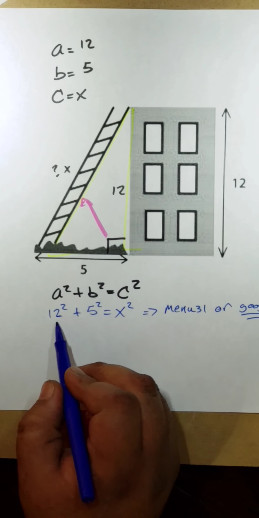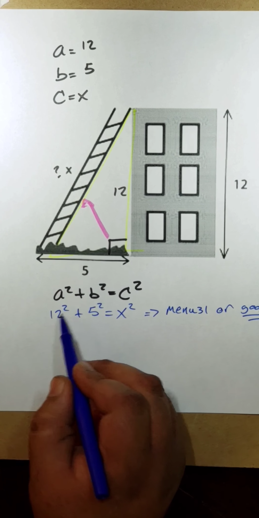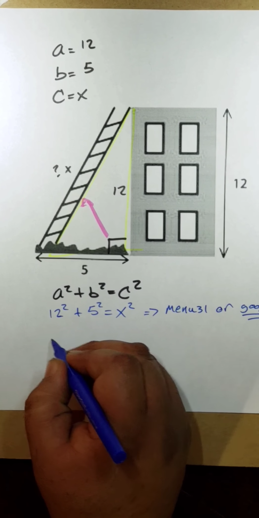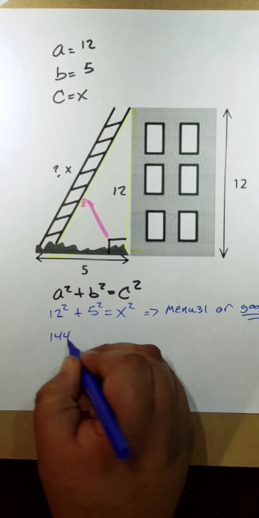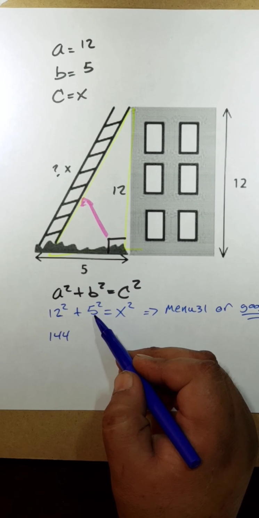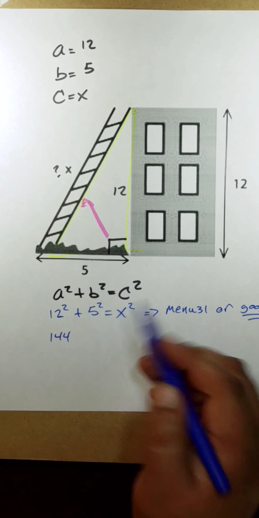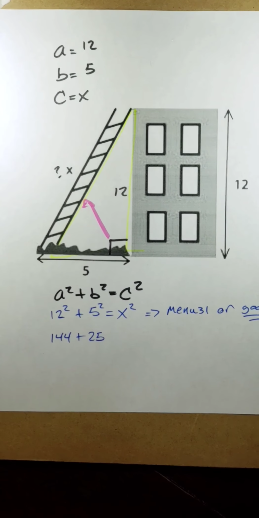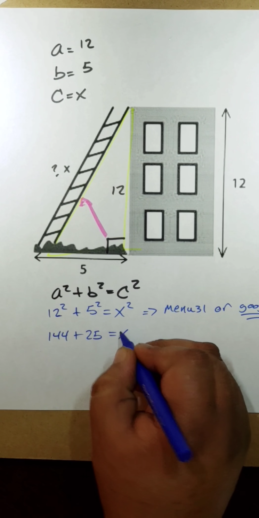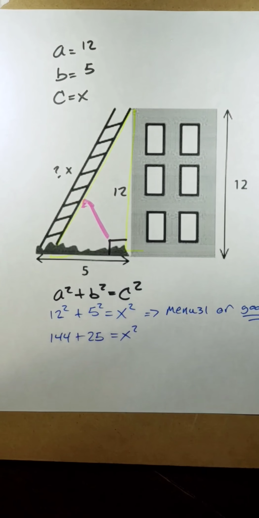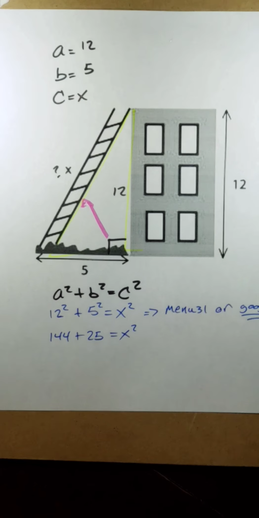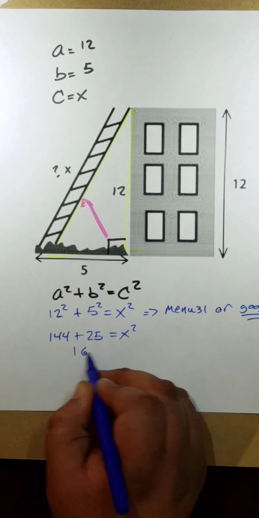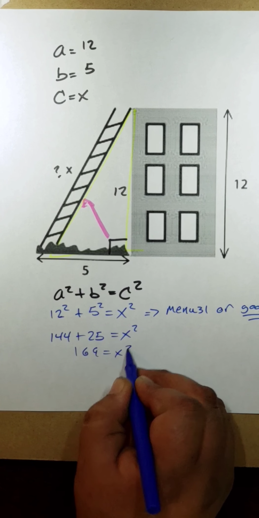Here we go. So 12 squared, guys. This is not 12 times 2. This is 12 times 12, okay? So be careful with that. That's going to give you 144. 5 squared, it's not 5 times 2, it's 5 times 5. So 5 times 5 gives me 25. And of course, X squared, there's nothing you can do with that, so just bring it down, right? And then from there, we have to add these two. When you add those two, you're going to get 169 equals X squared.